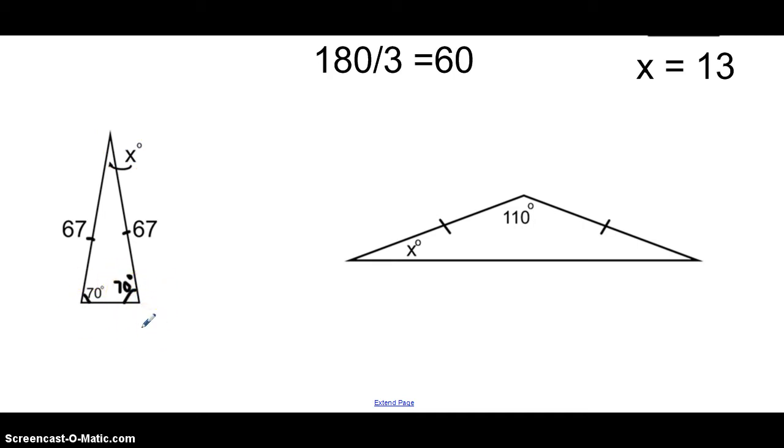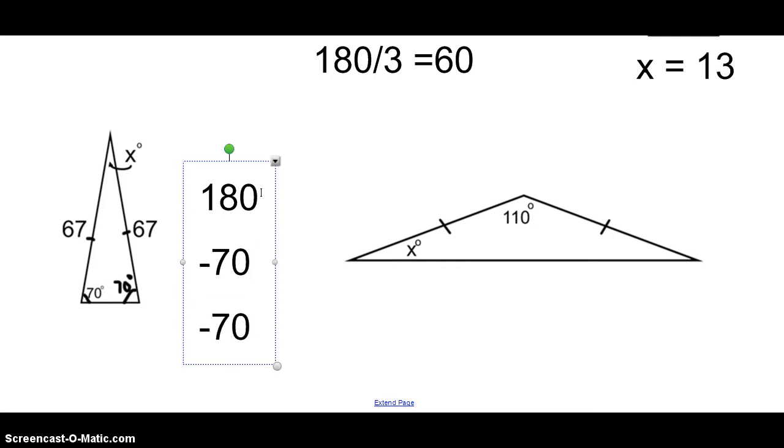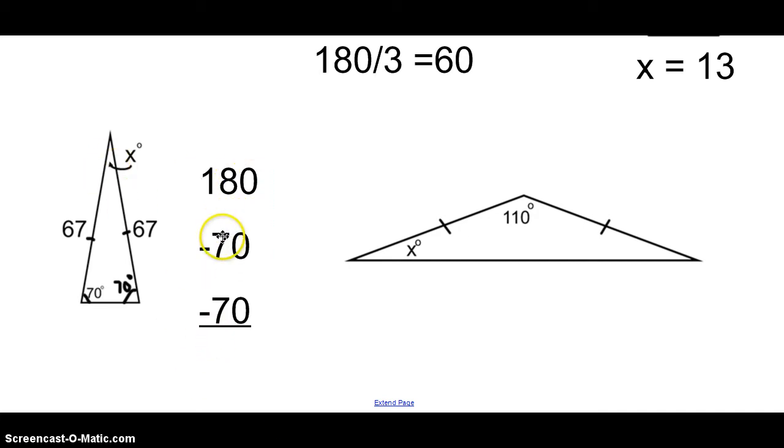Label the things that are congruent. Now we can take 180 degrees. That's the total measure of all the interior angles in a triangle. We can subtract that 70. We can subtract another 70, and we will be left with the remainder. That will be that top vertex angle. So 180 minus 70 minus another 70, that's a total of 140. So it's going to be 180 minus 140, which leaves us with 40 degrees. And so x equals 40 degrees.